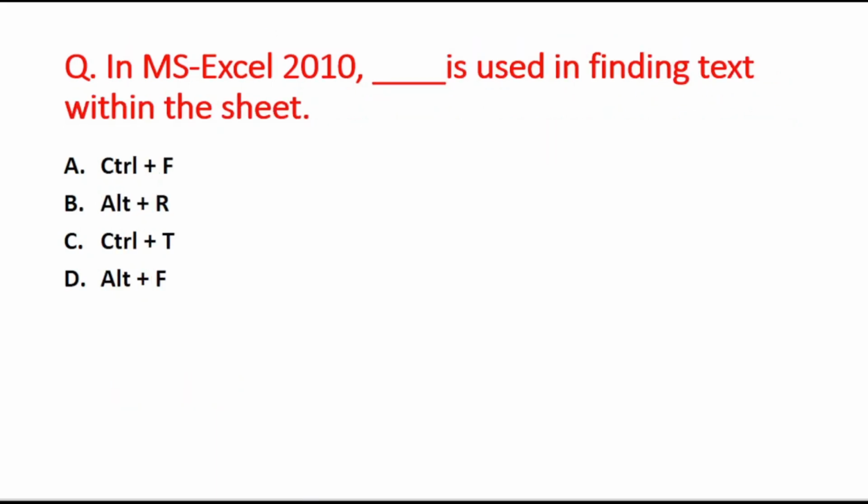Next question is in MS Excel 2010, blank is used in finding text within the sheet. A option is Control plus F, B option is Alt plus R, C option is Control plus T, D option is Alt plus F. We just had a statement-based question on this, so the right answer will be option A. There it was also mentioned that Control plus F is used for finding text within an Excel sheet.